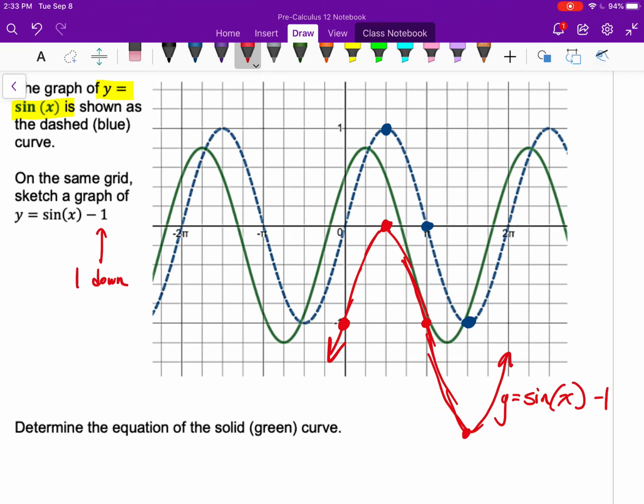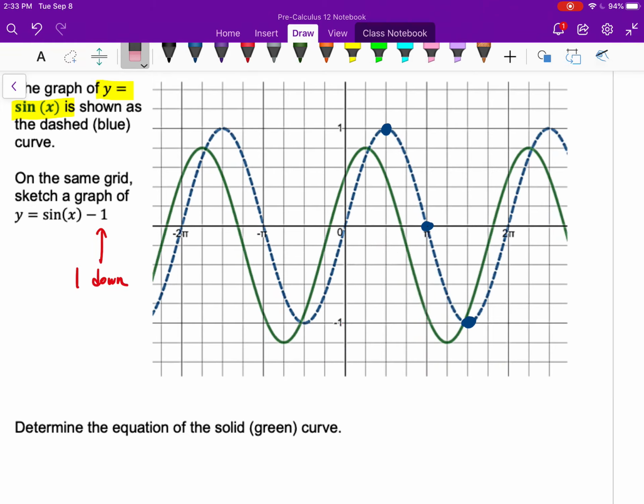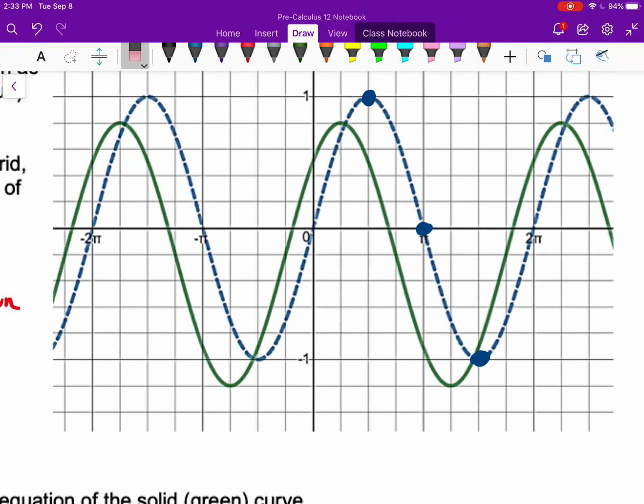All right, so to figure out the equation of the graph in green, I need to think about how it compares to the graph in blue. Now for this, I'm actually going to erase my graph in red just because I don't want to be distracted by it. But you probably don't want to erase it for your notes. But how is the graph in blue compared to the graph in green? Well, let me look at these 3 points I've already plotted here. So this point here, I can see, definitely corresponds with this point right here.